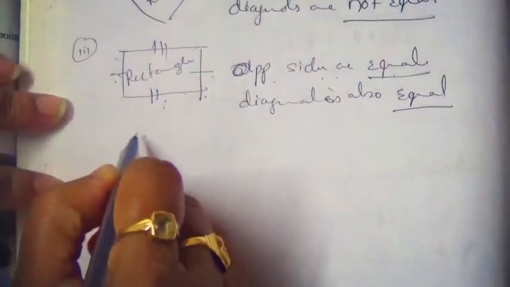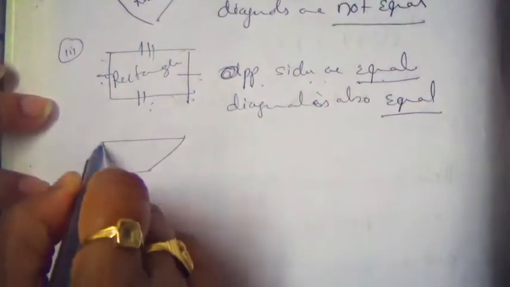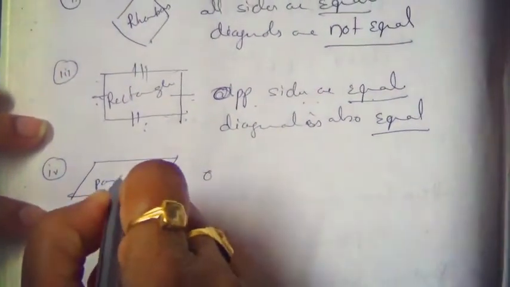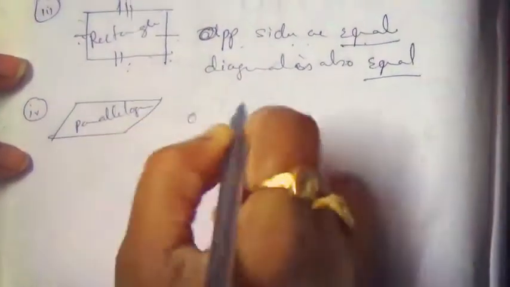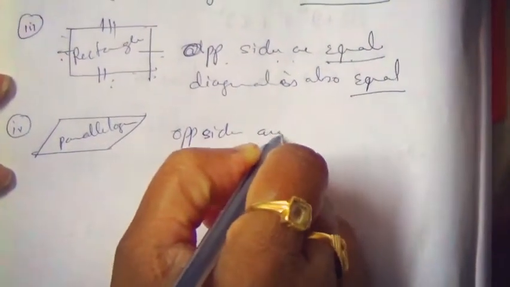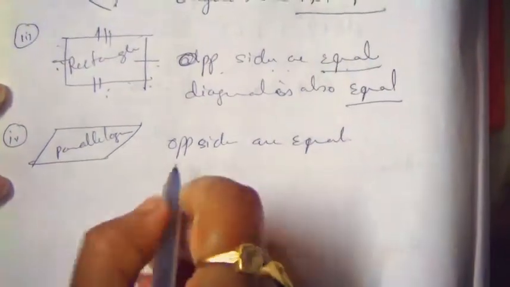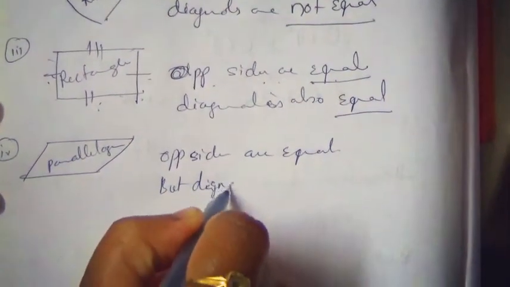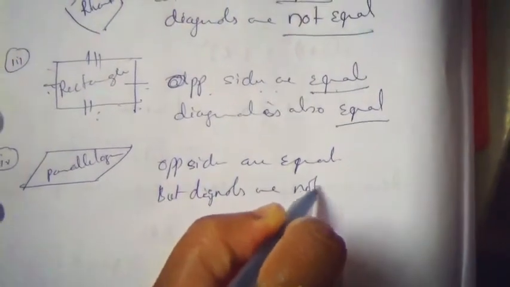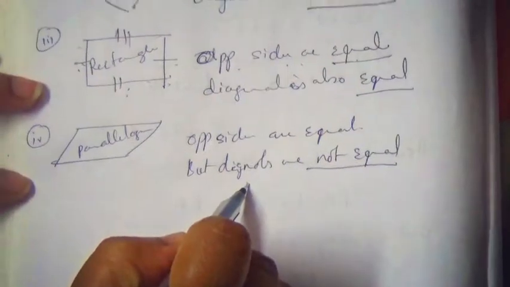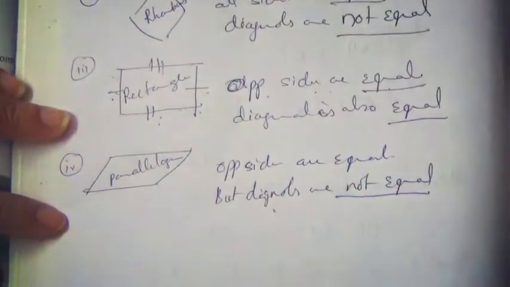What is the difference with the parallelogram? So, in a parallelogram, opposite sides are equal, but diagonals are not equal. Only the difference is diagonals between this rectangle and parallelogram.